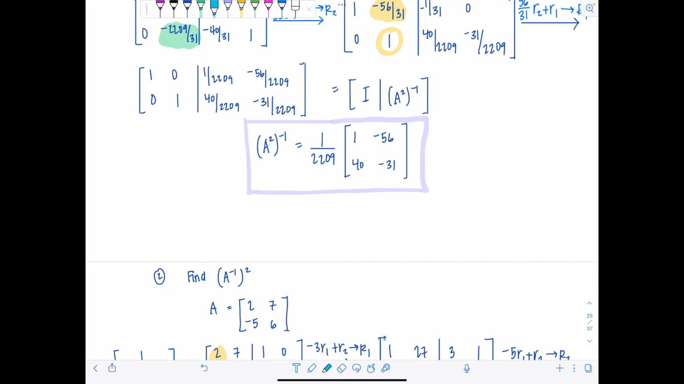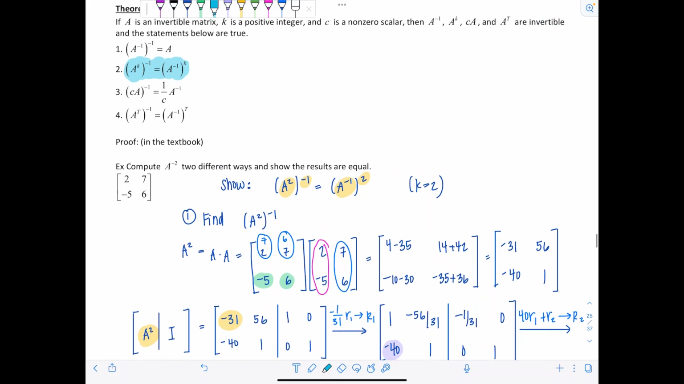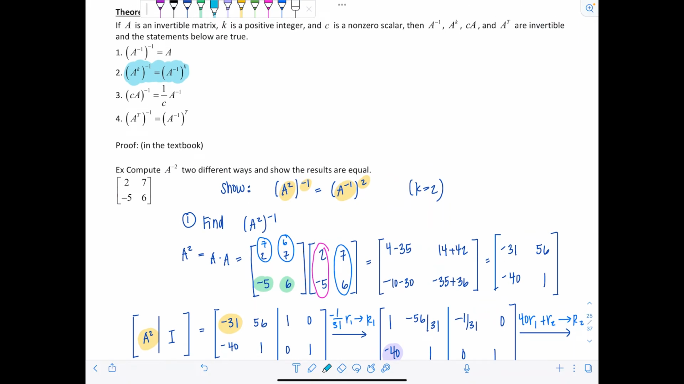Wonderful. Now, just to clarify, we did not prove property 2. I only showed that it worked for this particular case, right? When you do a proof, it has to be general. You can't just go up and say, hey, look, I showed for a specific case it's true, therefore I proved it. No, you didn't. Okay.